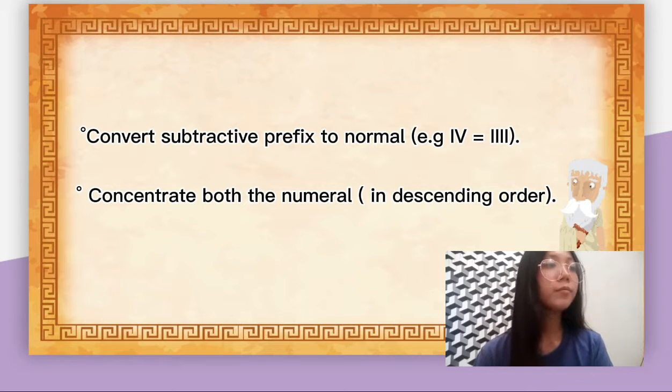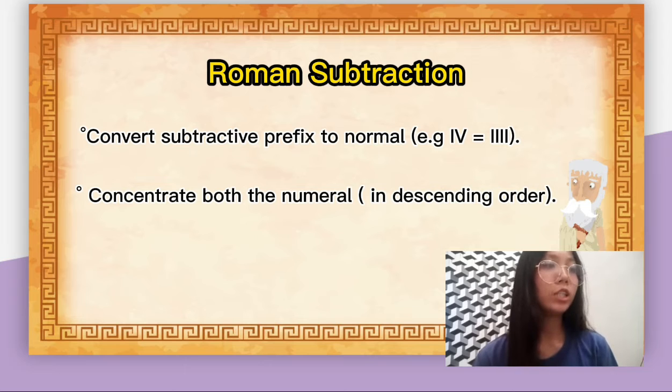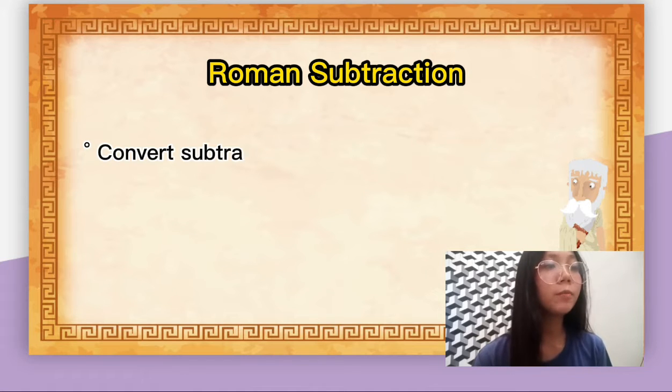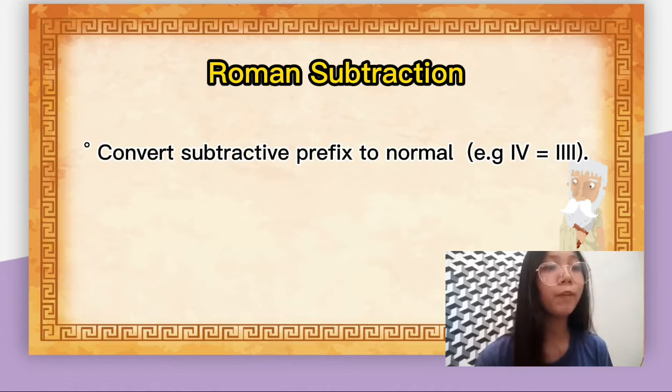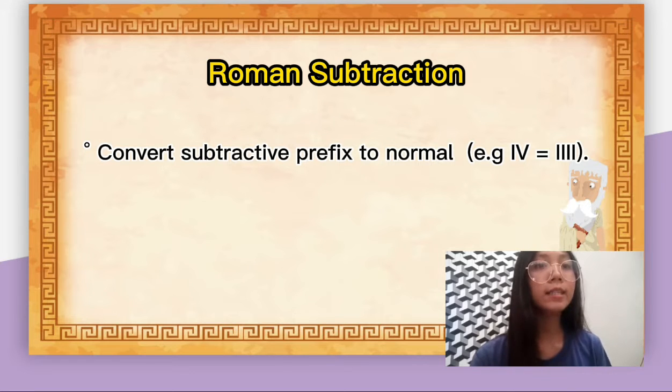Next, Roman subtraction. The rule is to convert subtractive prefixes to normal. Example given: 4 is equal to IV or 4I, and then IX is equal to V and then 4I.